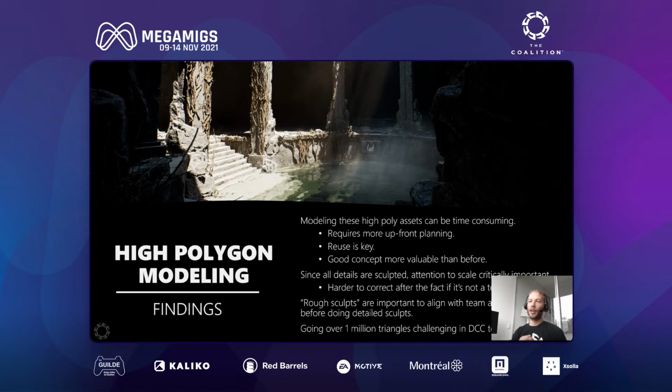So we came up with a workflow of rough sculpting. We do a rough sculpt just to align the team and ensure scale before doing the detailed sculpts. And we did find with Alpha Point, going over 1 million triangles can be challenging with the DCC tools, but more on that.